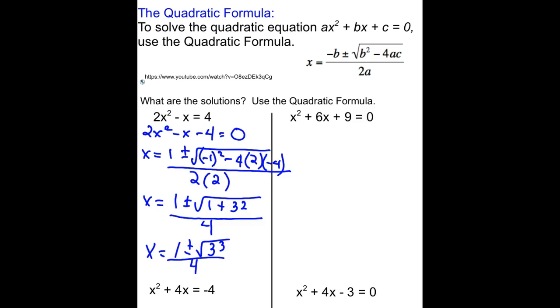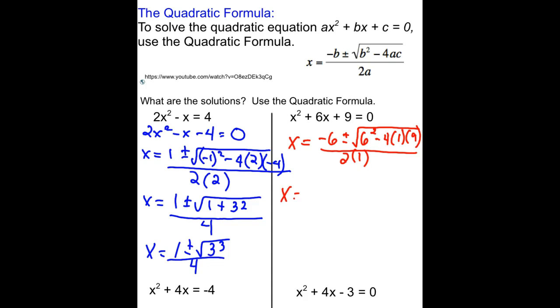x squared plus 6x plus 9 equals 0. Dumping it into our quadratic formula. We want the opposite of 6, so -6, plus minus the square root, b squared, so 6 squared, minus 4, a is 1, c is 9. On the bottom we have 2 times a, so 2 times 1.